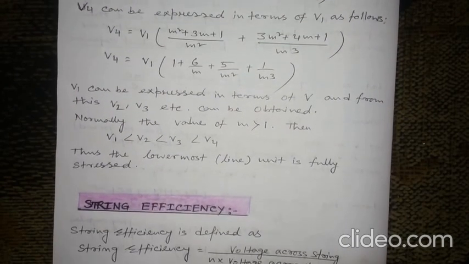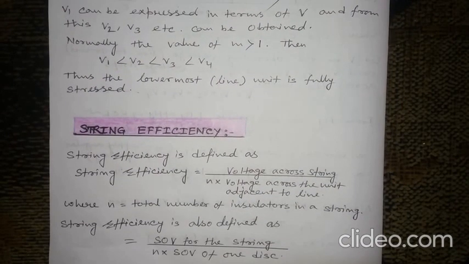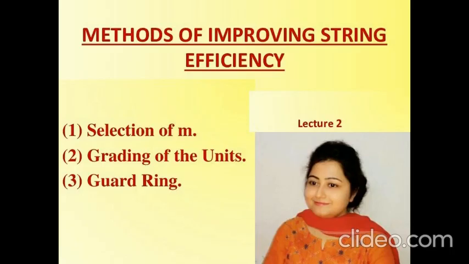This is the string efficiency. Now let us start the next topic, that is the methods of improving string efficiency. If the insulation of the high stress insulator, that is the nearest to the conductor, breaks down or flashover takes place, the breakdown of other units will take place. This necessitates equalizing the potential across various units of the string, that is, to improve the string efficiency.